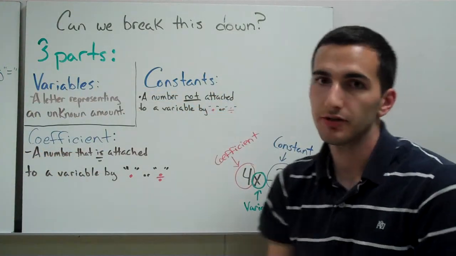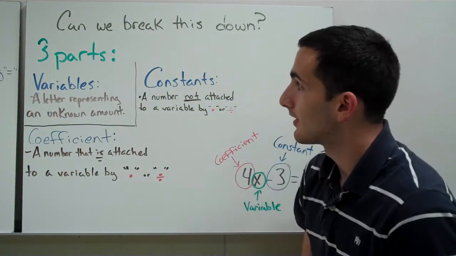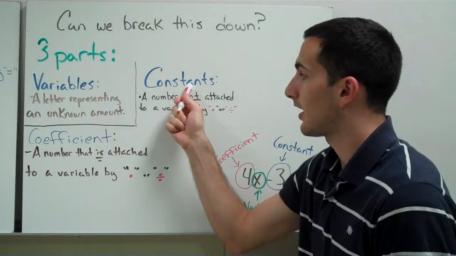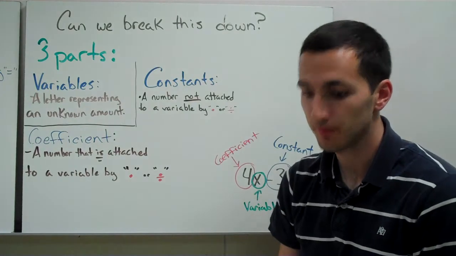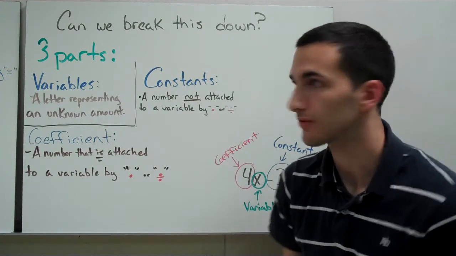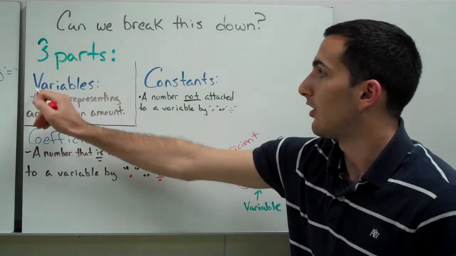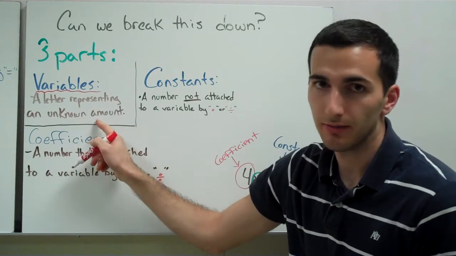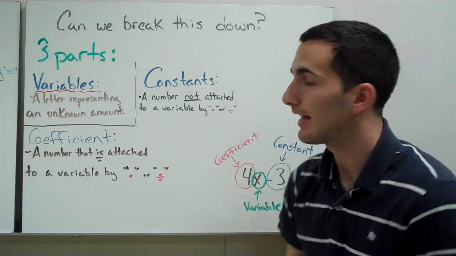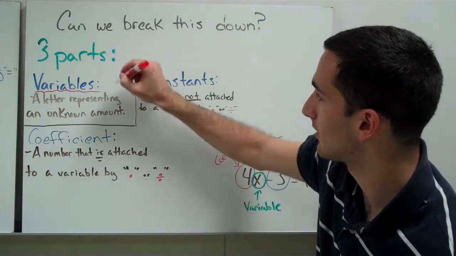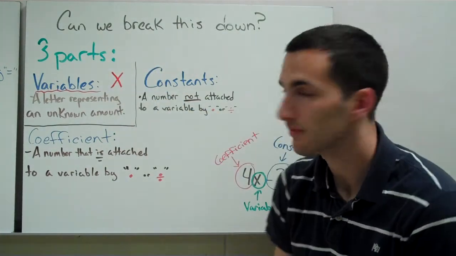Alright, so can we break this down even further? Yes, we can. Linear equations are broken up into 3 parts: the variables, the constants, and the coefficients. Alright? Every linear equation will have some combination of these 3 things. They all have variables, and a variable is a letter representing an unknown amount. The most common variable you guys have probably all seen is x.